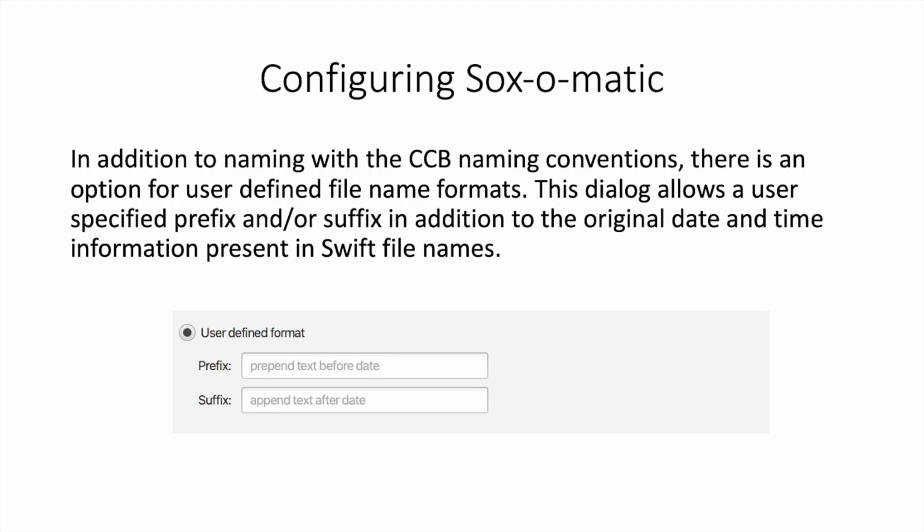An alternative to using the CCB naming convention is to develop your own. There's also a dialog box that allows you to affix a prefix or a suffix. So for example, if you wanted to add the name of the site and the recorder before all of your files, you're able to do that through Sox-o-matic as well.